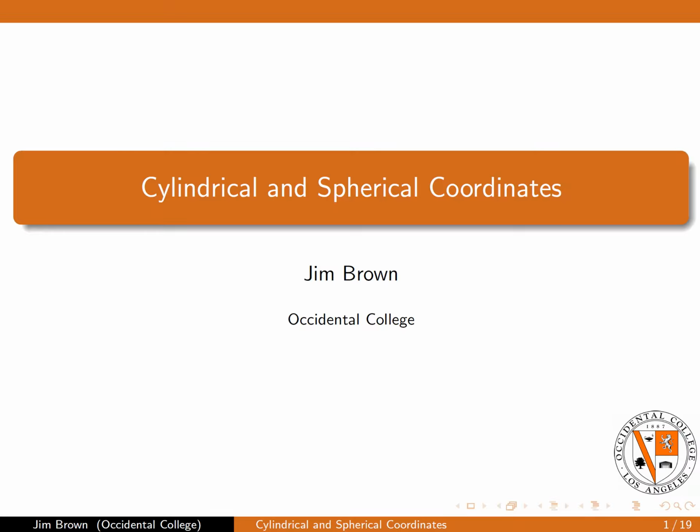So recall when we were looking at integrals in 2 dimensions, sometimes it was easier to work with polar coordinates rather than rectangular coordinates. So in this section, we're going to see two new coordinate systems that help us evaluate some integrals in 3-space. These coordinate systems are going to be called cylindrical and spherical coordinates.